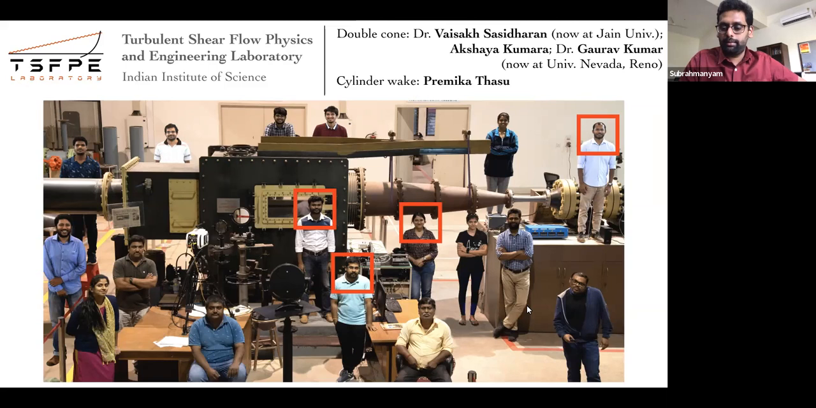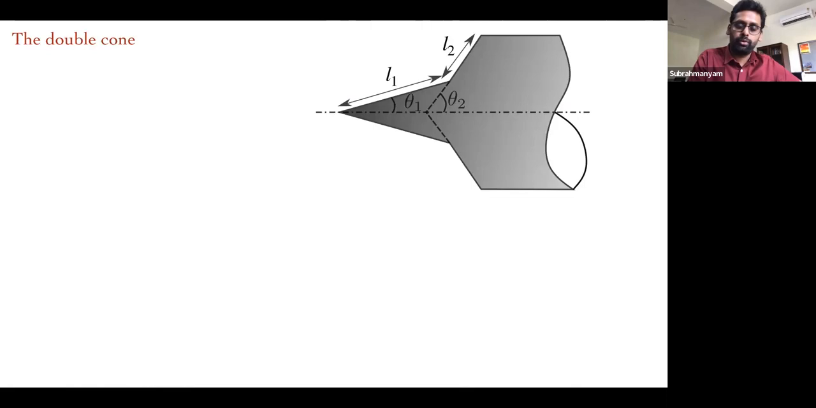So let's get into the details of the double cone problem. So here's the double cone geometry. This is a canonical geometry in high-speed flows. It's been around for several decades. The geometry itself is fairly easy to describe. This is an axisymmetric body. So you have a forebody, which is a right circular cone with half angle theta one and slant length L1. And that is followed by an aft body, which is also a right circular cone with the same axis as the forebody. And the aft body's half angle is theta two. And the portion of the second cone, which projects out into the flow, has a slant length L2.